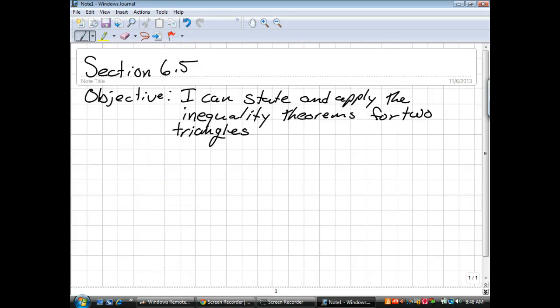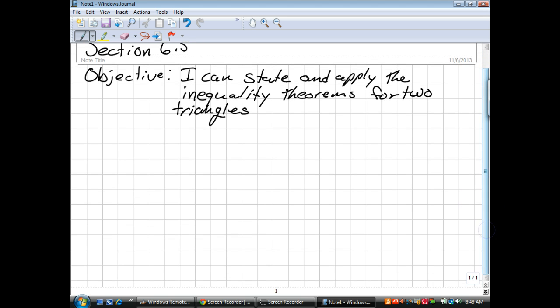Section 6.5, our objective today is I can state and apply the inequality theorems for two triangles. The two theorems that we're going to look at today are very long, but they do have names. So when we're going to use them, we can use the name instead of writing them out. The first theorem is called the side-angle-side inequality theorem.